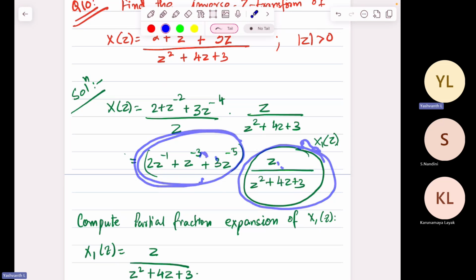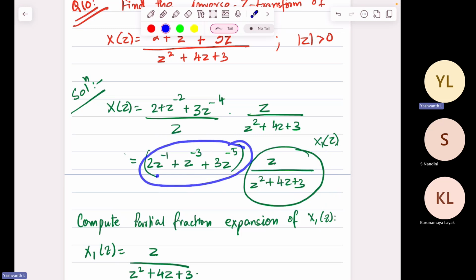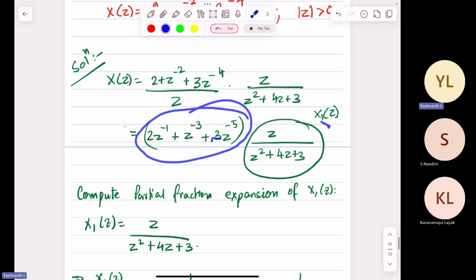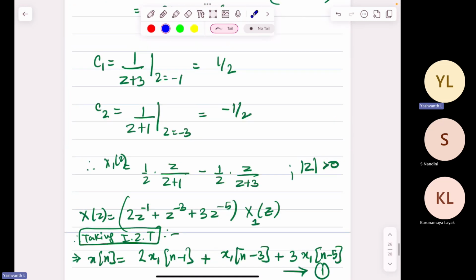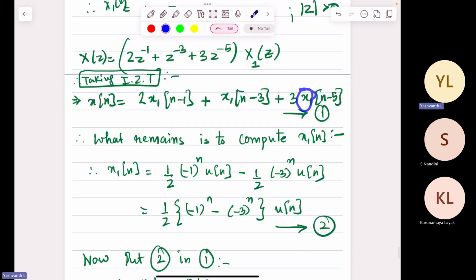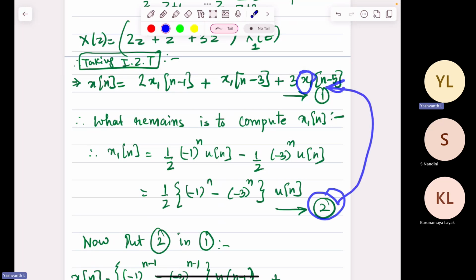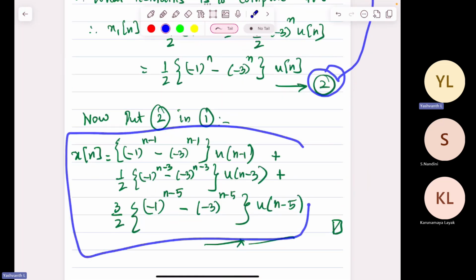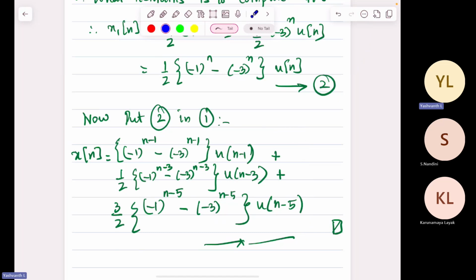The other way is cleverly noticing that the structure of the first signal is such that each term is a delay. The first one delays by 1 unit and multiplies by 2. The second delays by 3 units. The third delays by 5 units and multiplies by 3. You just recognize that structure, find the inverse of the second term, and then do time shifting of it. That's equation 1. Then you find x1 of n, which is equation 2, and put that back in equation 1. You will get this big time-domain signal. Is it clear?